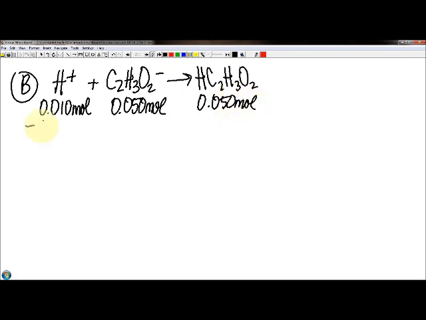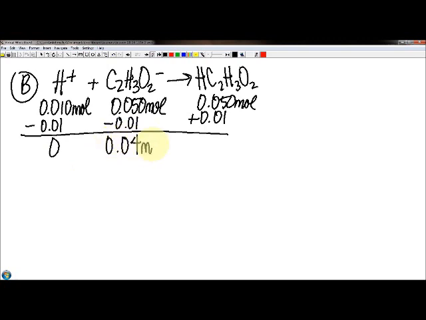So we're going to subtract the 0.01 from the reactant side and gain it on the product side. So now we have 0 for the H+, now we have 0.04 moles for the acetate, and for the acid we have 0.06 moles. So again, it's in a liter solution. So these are our concentrations.